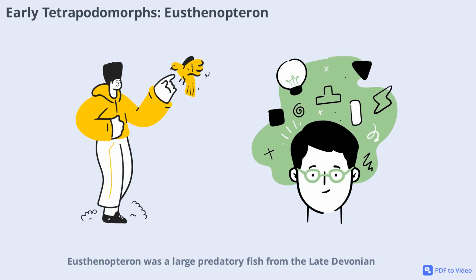Eusthenopteron was a large predatory fish from the late Devonian, notable for its labyrinthodont teeth and fins with bones homologous to those in modern tetrapods. Although fully aquatic, its anatomy provides crucial insights into the transition from fish to tetrapods. The structure of its fins foreshadowed the development of limbs in later terrestrial vertebrates, making Eusthenopteron a key figure in amphibian ancestry.